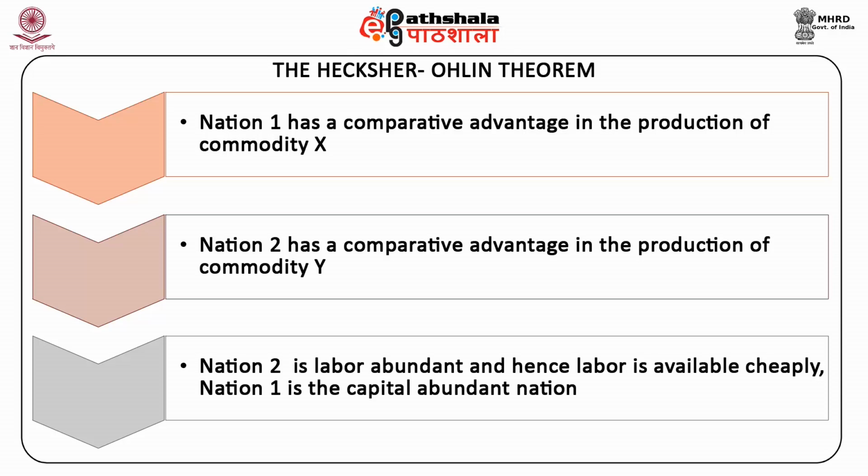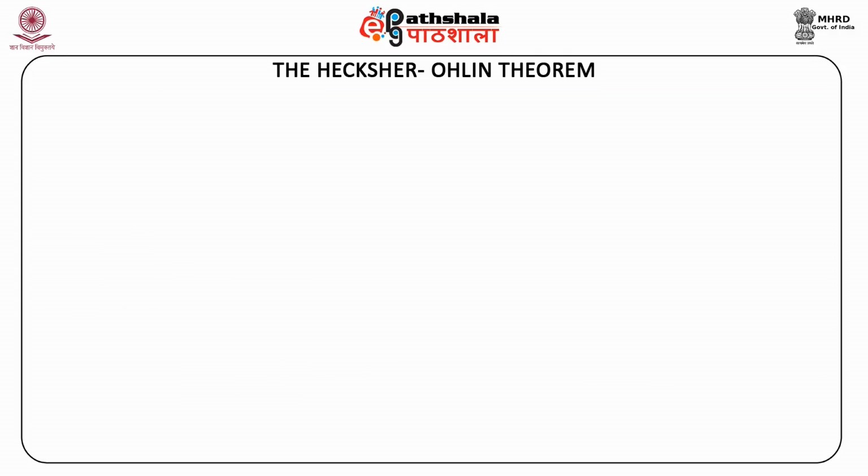Similarly, Nation 1, which is the capital abundant nation, gains comparative advantage over the capital intensive commodity, namely machines. Now we will understand the Heckscher Ohlin theorem in detail.